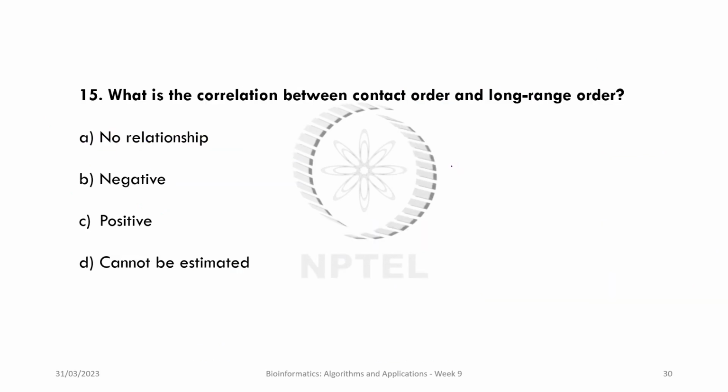15. What is the correlation between contact order and long range order? Option A, no relationship. B, negative. C, positive. And D, cannot be estimated.